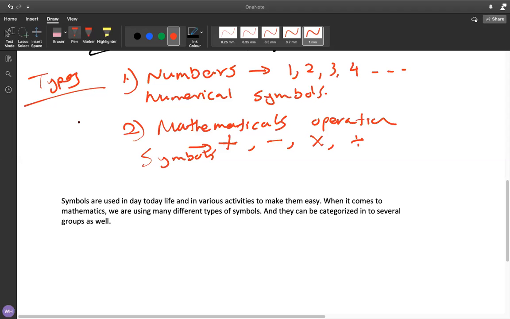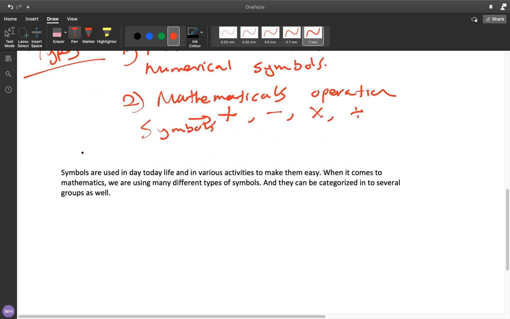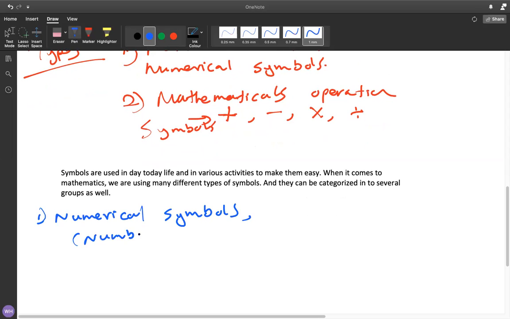Okay, number one, numerical symbols. Numerical symbols are actually what do you call them? Numbers. So you can write 1, 2, 3, 4, 5. You can write as many as you wish. Sir, can we take zero as a number? Yes, you can consider 0, 1, 2. I have written only 1, 2, 3, 4. Yes, you can consider 0. Yes, correct.